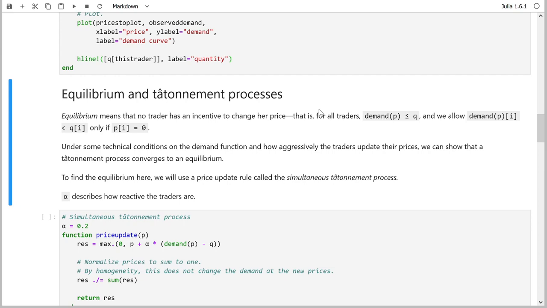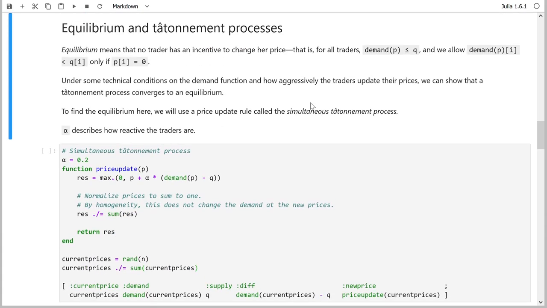Hello and welcome to part 2 of my tutorial on using Julia to run economic simulations. You should watch part 1 before watching this video. It provides some important context.